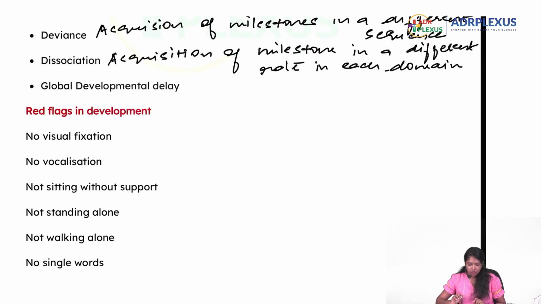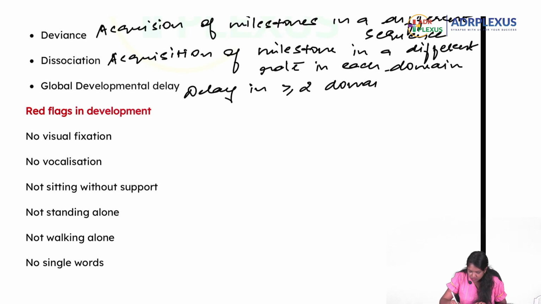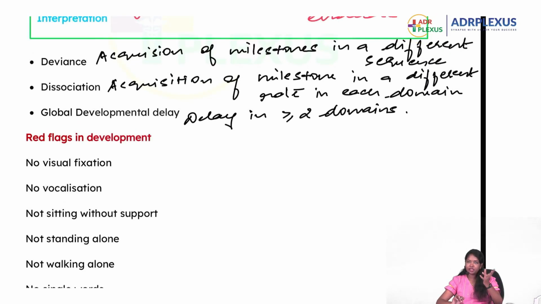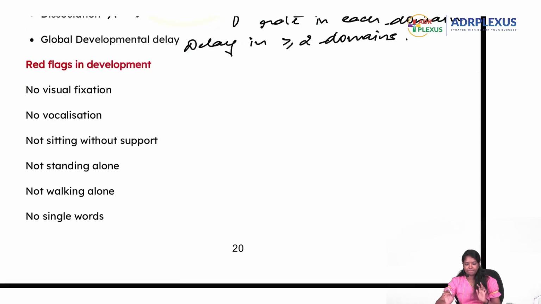Dissociation. What is global developmental delay? Global developmental delay means there is a delay in more than 2 domains. Suppose gross motor is affected and fine motor is also affected, you call it global developmental delay. Clear? Deviation means the order becomes different, the sequence is different. Dissociation means each domain will develop at a different rate. Developmental delay means more than 2 domains are affected. Clear? Okay. Next, red flags in development.